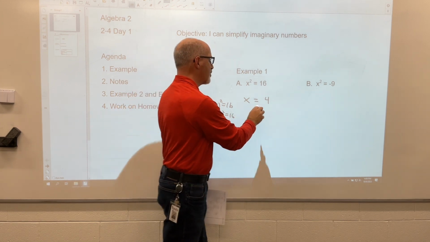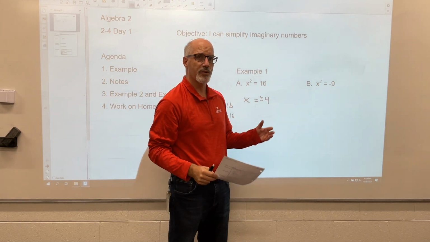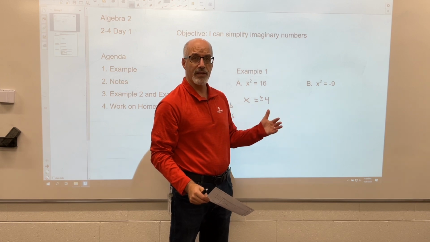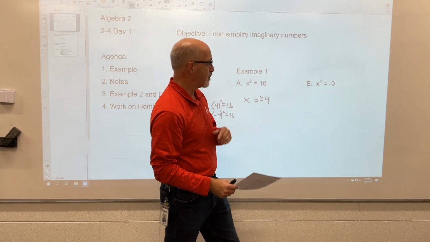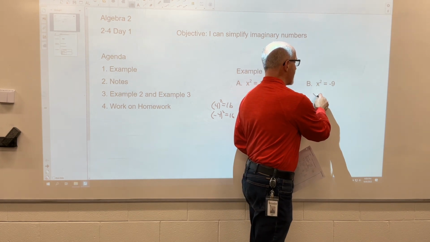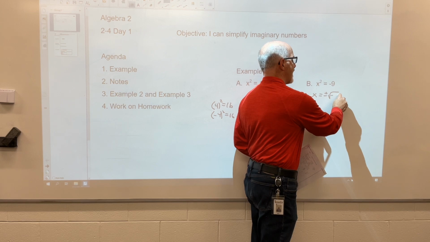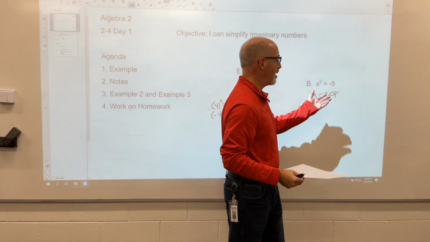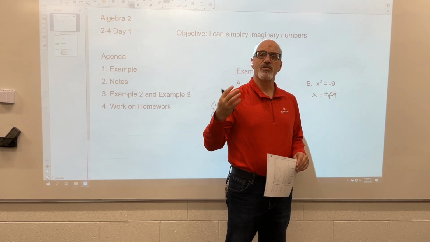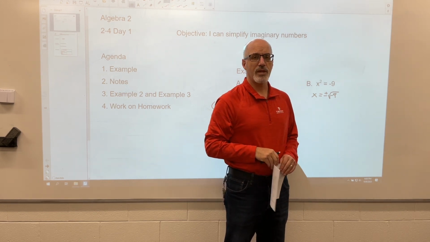So you have to remember when you do these solving problems and you take the square root of both sides, you have to include a plus or minus to get both answers. Now on this one, we're going to have the same idea, only when we take the square root, you're going to have plus or minus the square root of negative 9. The problem is, up to this point in working with different problems, you've never worked with square roots of negatives. So that's what we're going to do.